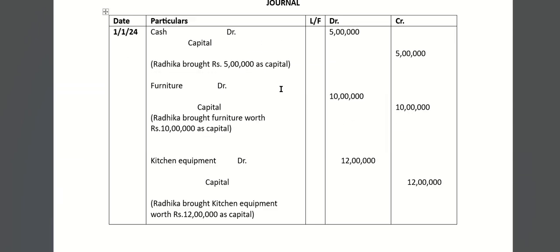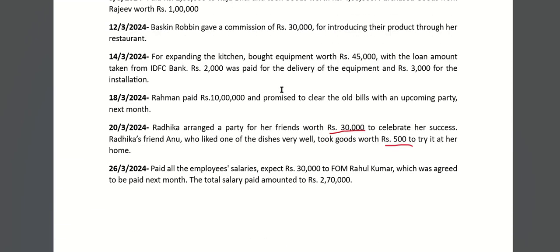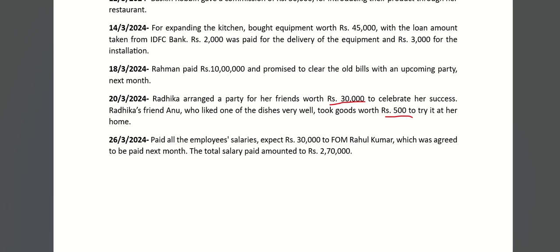Now we can see what else we have. Yeah, now we have reached the last journal entry, the last entry of this question. See what is written on 26/3/2024. That is 26th March. Okay, on 26th March.